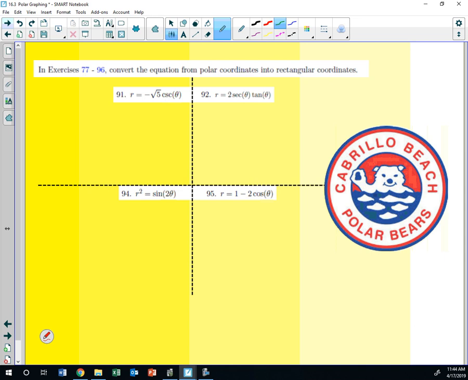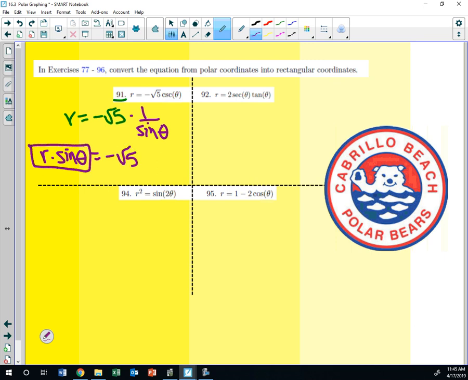Now we'll get to 91 and 92. I'm going to start you out with 91 here. r is equal to negative square root of 5 cosecant theta. Does anybody remember what cosecant was? 1 over what? Sine, yeah. So what should I do next? Yeah, multiply both sides by sine. And so what's r sine theta equal to? That seemed wild, that turned out that easy. y is negative square root of 5. Done.